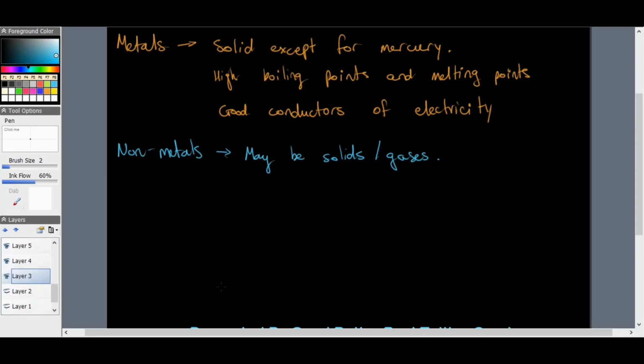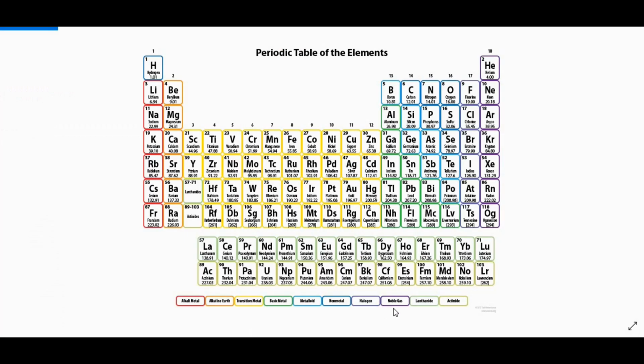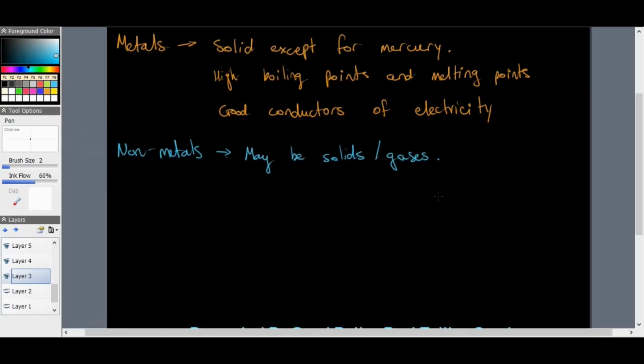If we have a look on our periodic table, we have non-metal, which is this blue over here. So nitrogen's a non-metal, carbon's a non-metal, oxygen's a non-metal, sulfur. All these little elements over here would be non-metals. A little sad con about non-metals is that they are not good conductors of electricity. So they're bad. Not good means bad.